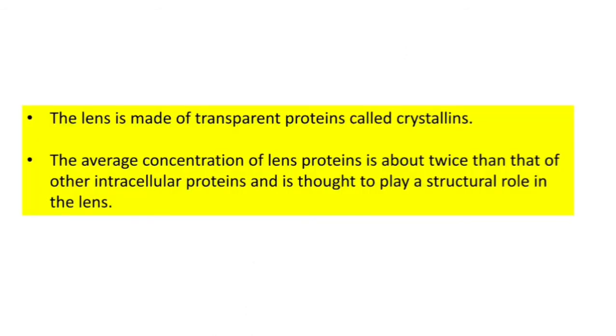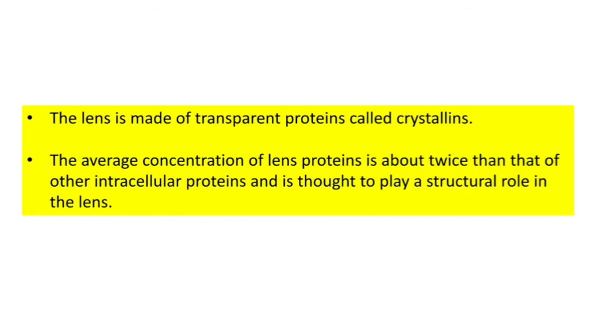Now the lens is made up of a transparent protein called crystalline. These are the divisions of the protein in the lens. Here water soluble proteins are there and water insoluble proteins are there. Basically water soluble proteins are seen in the cortex area and water insoluble proteins are found in the nucleus area.